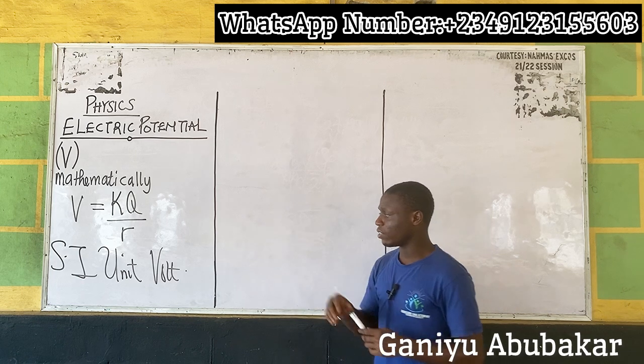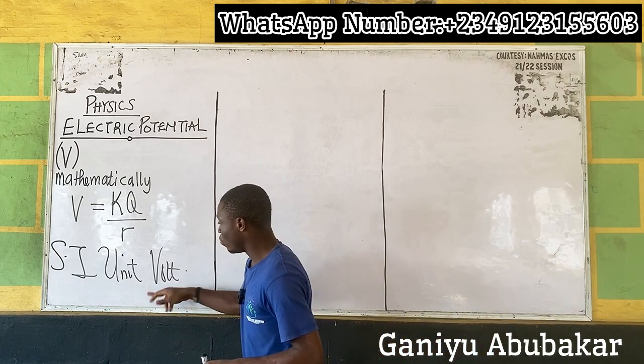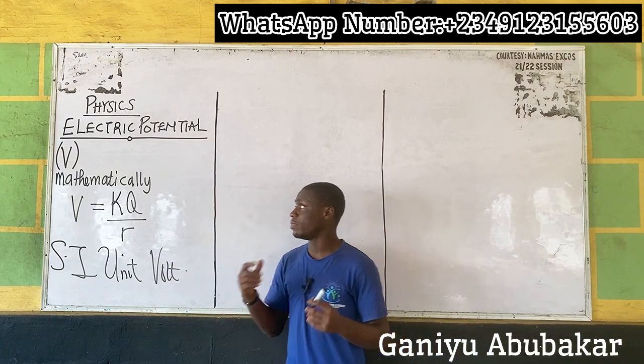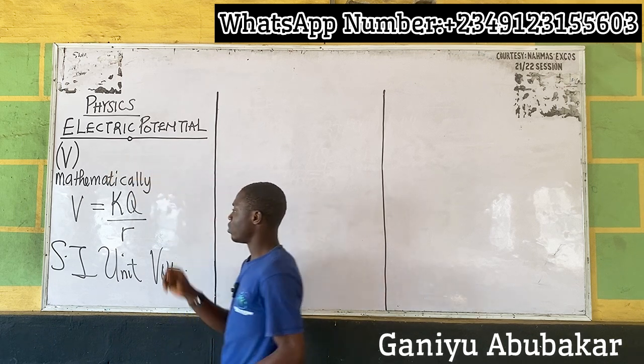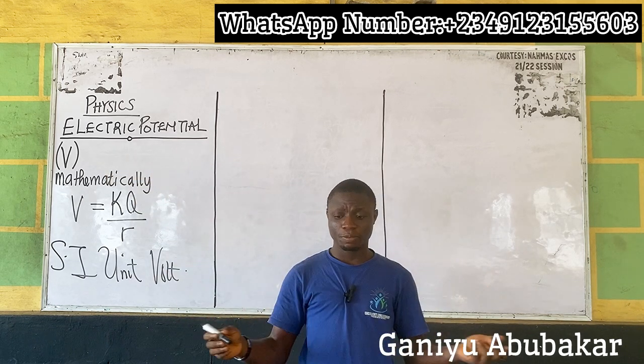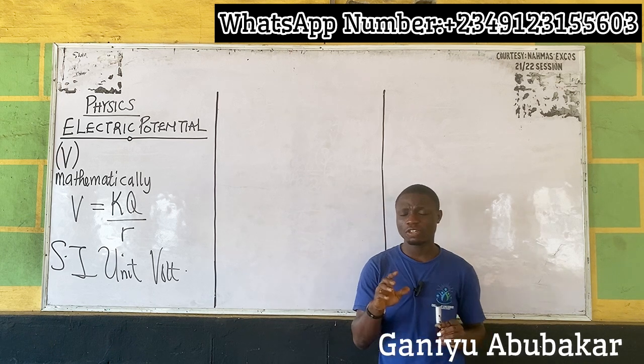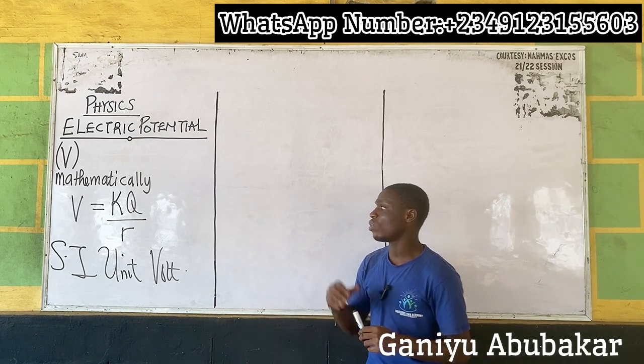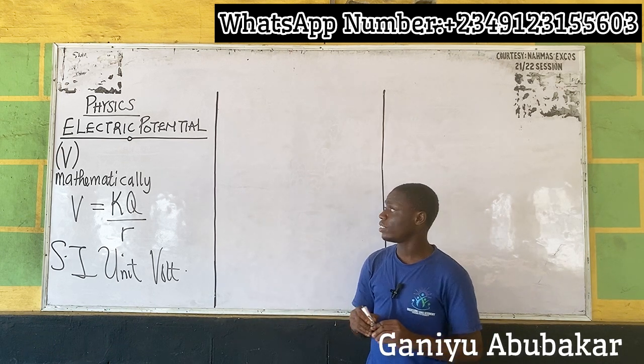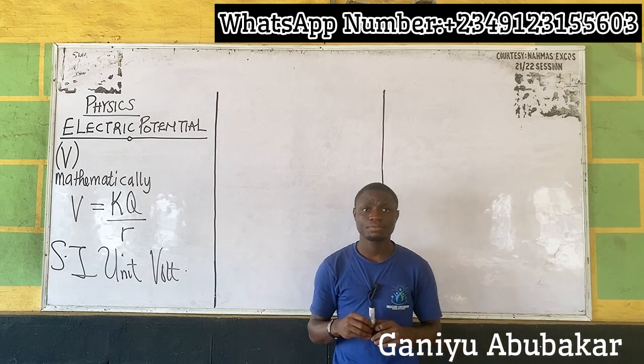So I have the SI unit as volt. Volt is simply the SI unit for representing electric potential. All right, let's proceed, please. At this junction, let's solve an example. Let's solve just one example. I'll look at other formulas for calculating electric potential.